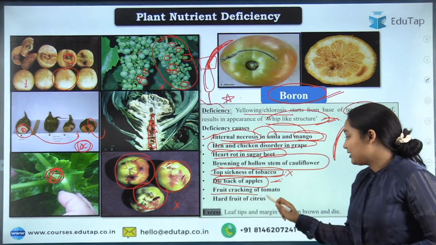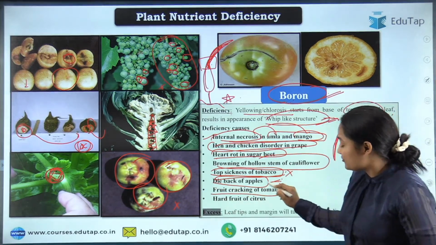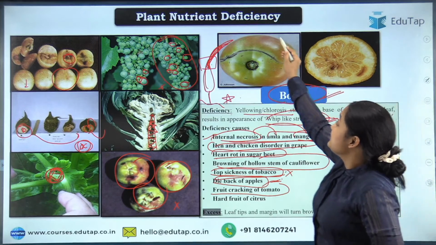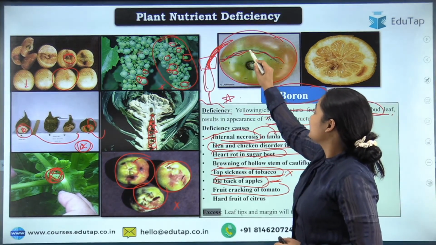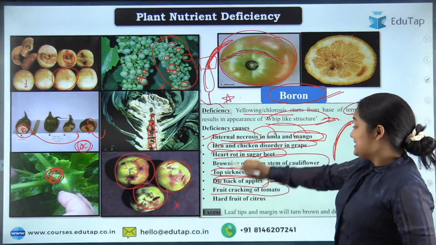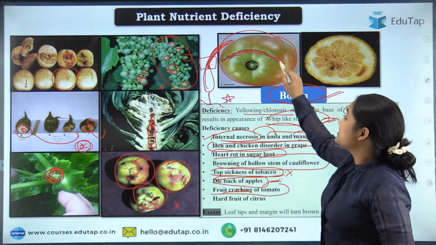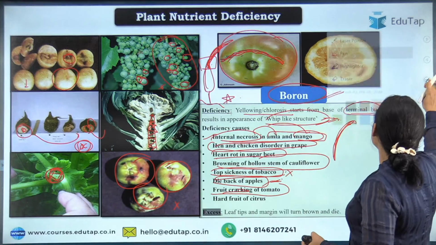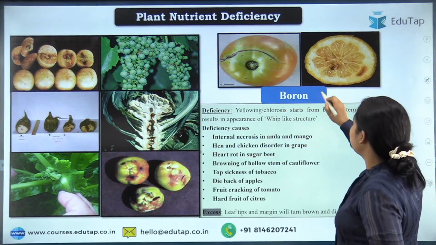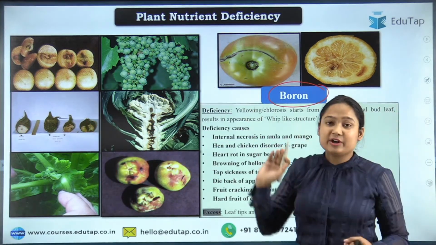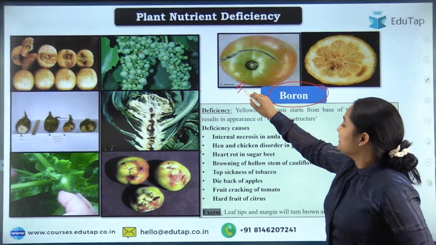Then fruit cracking of tomato. It means, see, many times we see a tomato that has a crack or a crack-like structure. That is the fruit cracking of tomato. This happens due to the deficiency of, again, boron. Okay, I think that is the most common thing that we have seen.